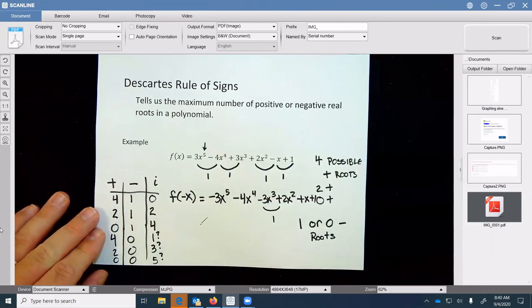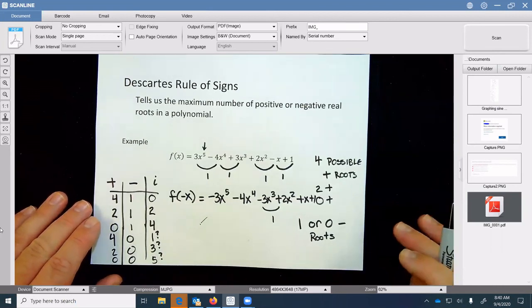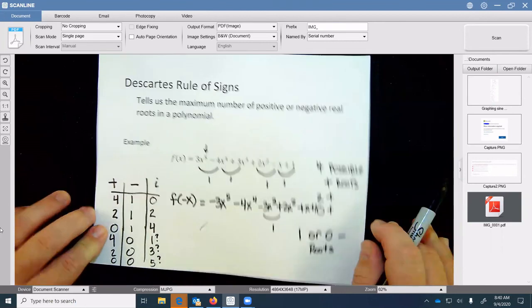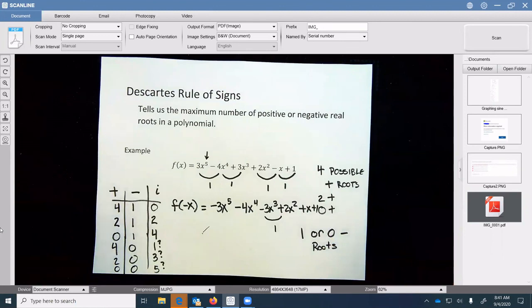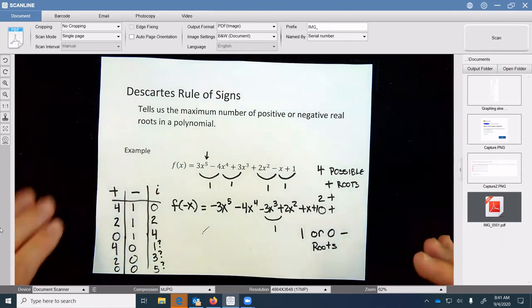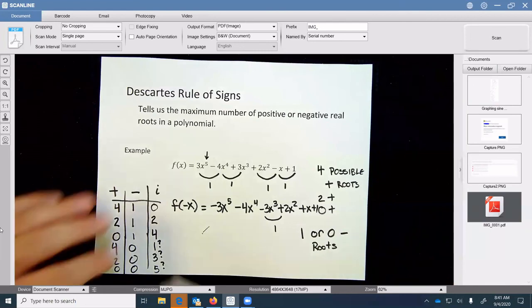We'll get to that. That's coming in this lesson. Like not today, but next week. We'll start talking about complex numbers. And I mean, you talked a little bit about imaginary in IM3, but we're going to go further into complex numbers and their conjugates. All right, so that's what Descartes' rule of signs is.